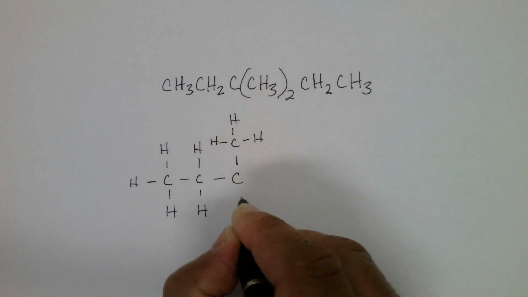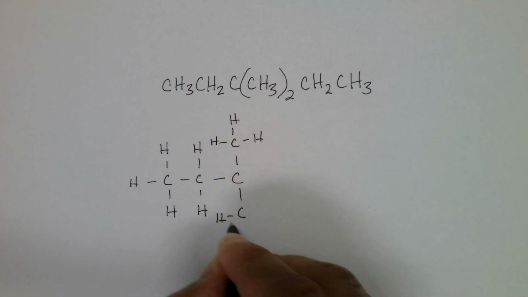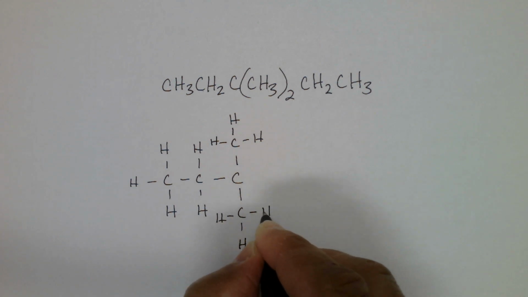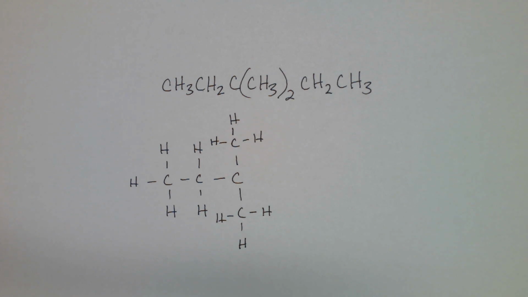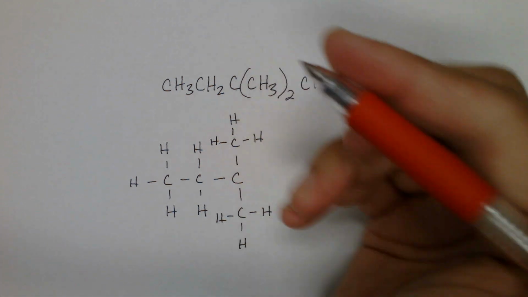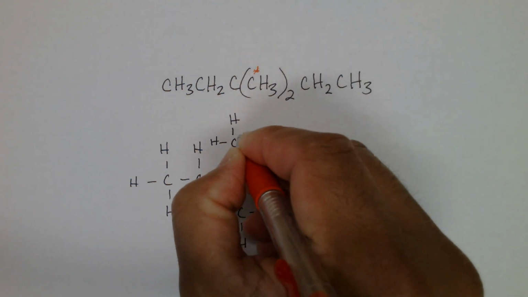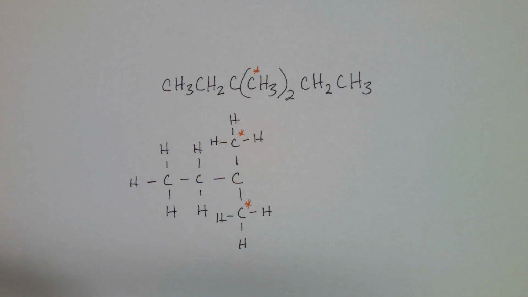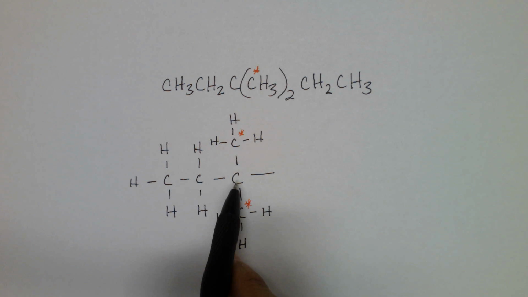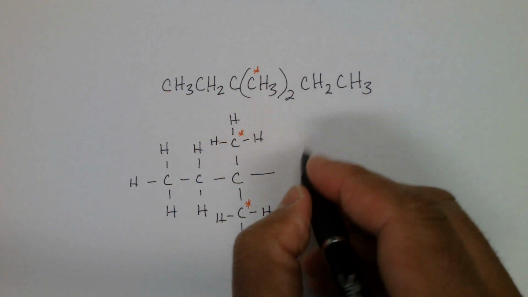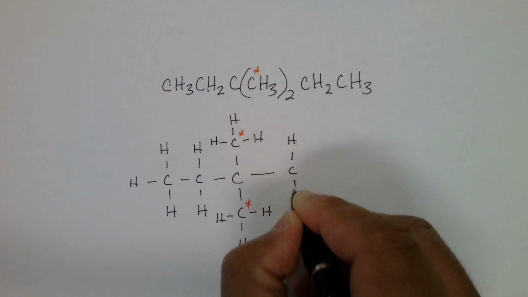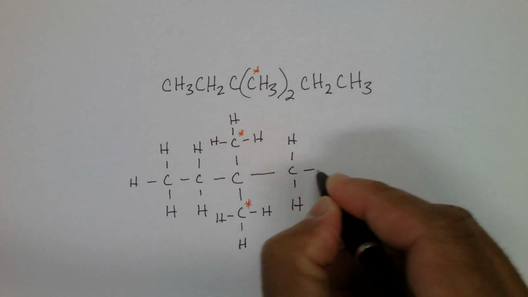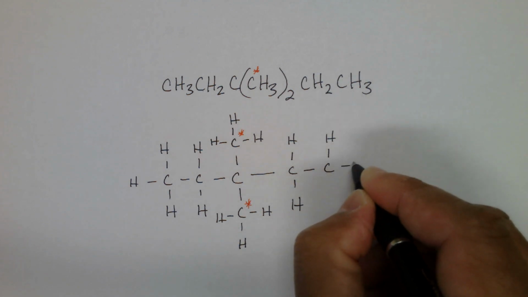I'll draw one on top. I'll draw one on the bottom. You have to give yourself a little bit of room here. And so these groups, I'll draw a star here. These are the two CH3 groups. And we'll continue on with the chain. So this carbon is also bonded to the CH2 group. And then at the end, we have the CH3 group.